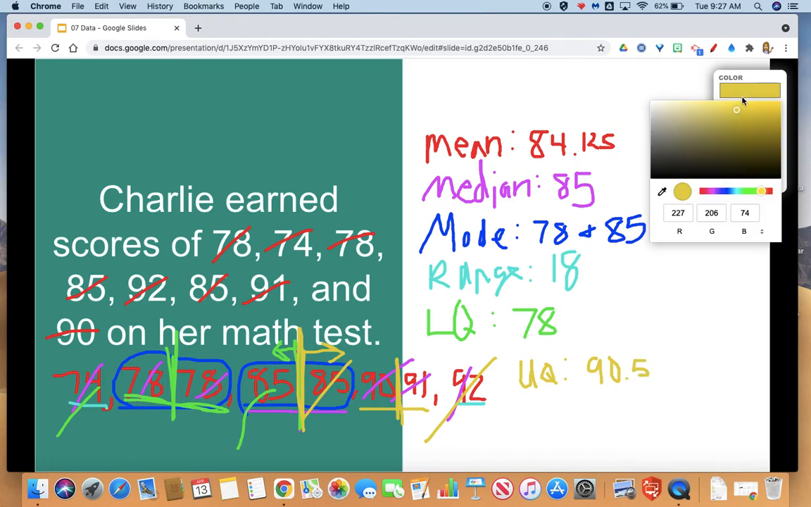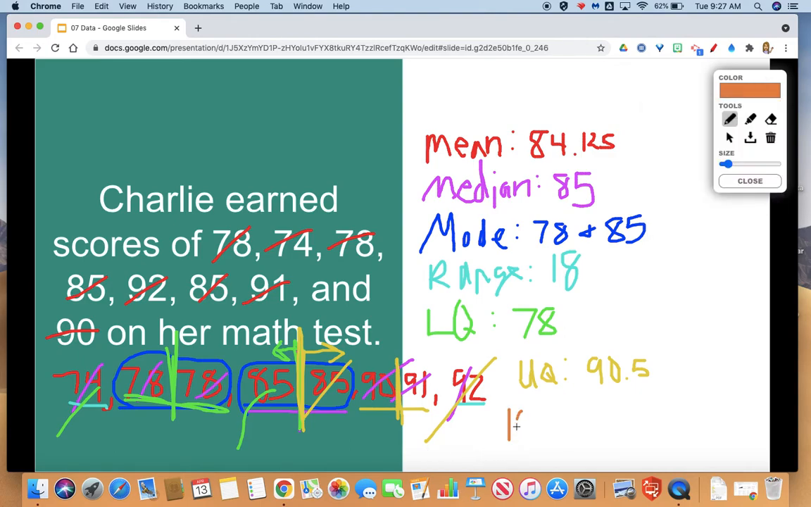My last landmark is my IQR, my interquartile range. That's where I subtract my upper quartile minus my lower quartile. I'm going to use my calculator now to figure out what my IQR is. I'm getting 12 and a half.